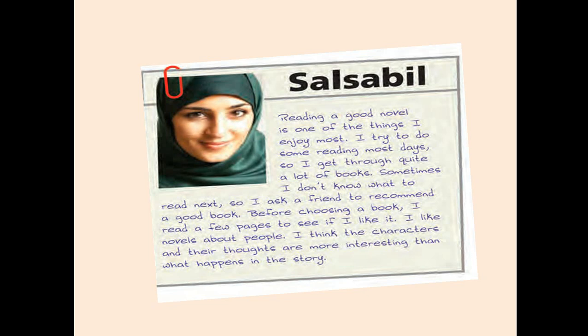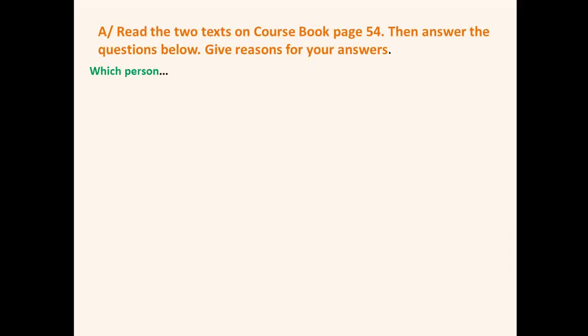So she is excited by people and their thoughts, not by what happens in the story. This is Salsabil. Now turn in your workbook to page number 30 to do the exercise. Exercise A in your workbook, page number 30. Read the two texts on course book page 54. We have already read them. Then answer the questions below. Give reasons for your answer. Number 1 is about Musa and Salsabil.